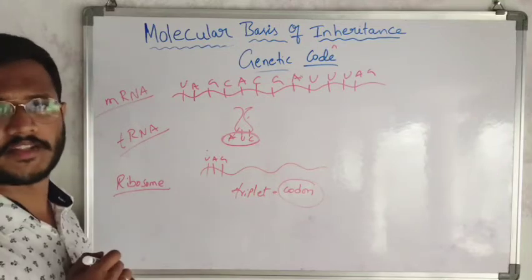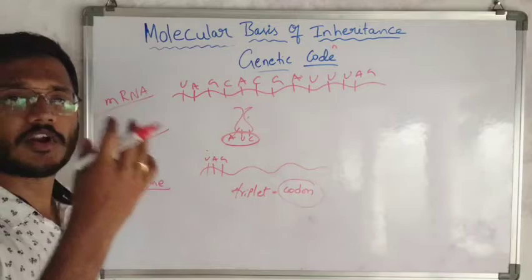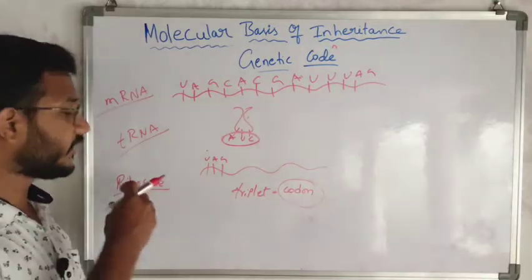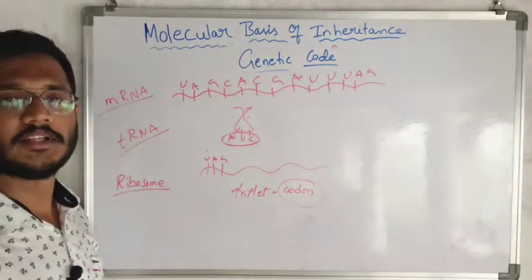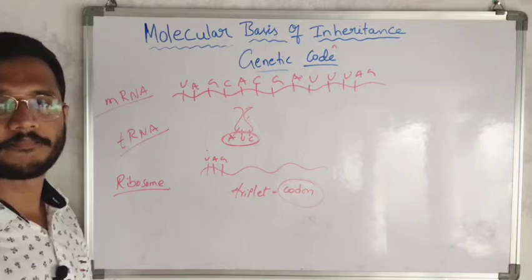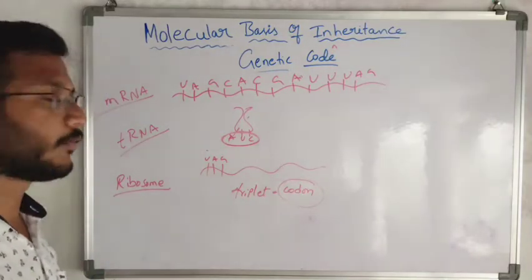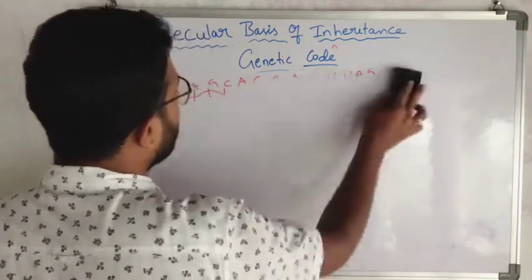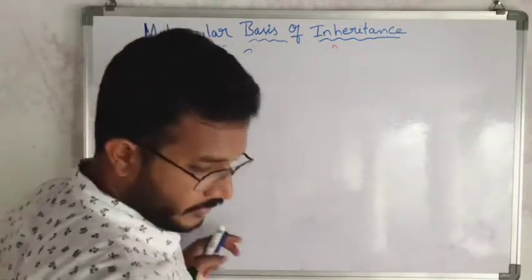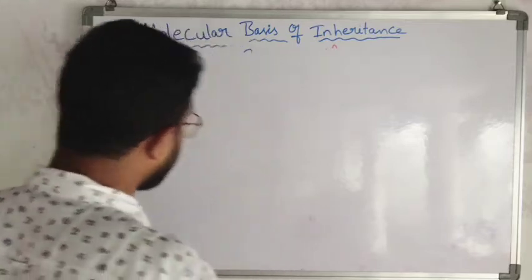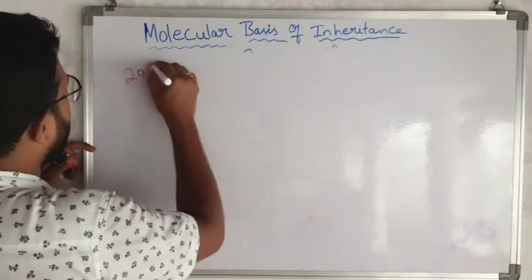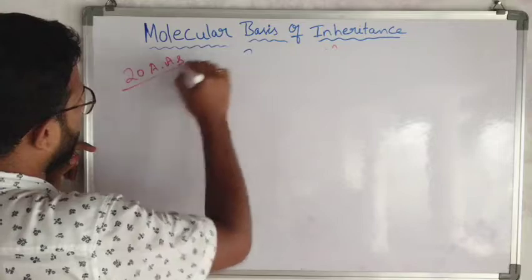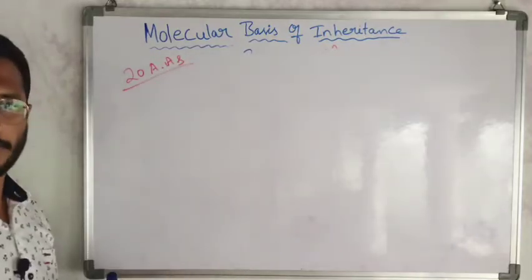So how many codons are there? How many codons will the tRNA bring and enter into the ribosome to form the protein? That thing we have to know now. So the total number of codons, that is the genetic code. In total we have 20 amino acids only.